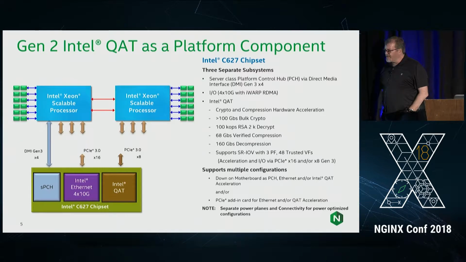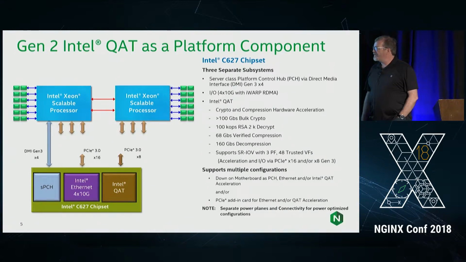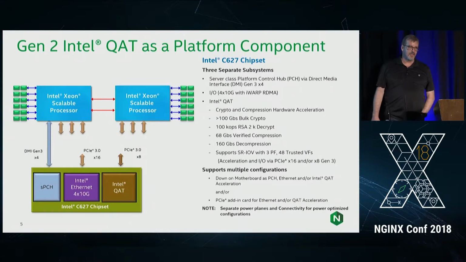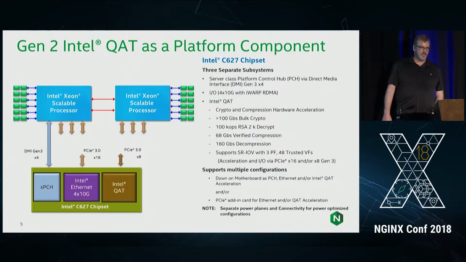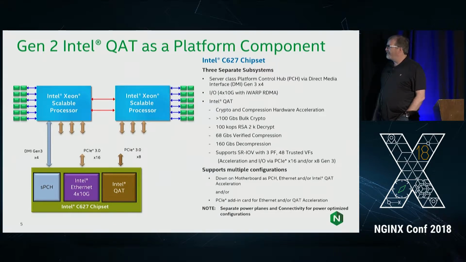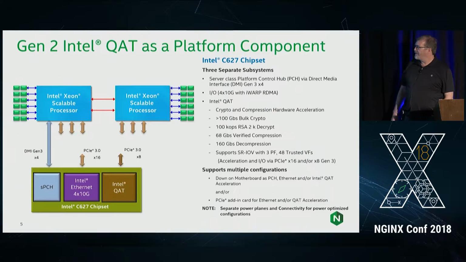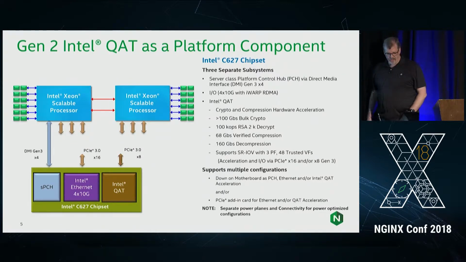So we did this on the Gen 2 technology, which is an accelerator that is PCI Express connected to the socket. It was done with the PCH version of it. It's available as an add-in card. The platform that we used was PCH enabled. It supports lots of different services: bulk crypto, encryption, decryption, verify, compress, decompress. It supports SRIOV, and as I said, it can be as a card or on the PCH.